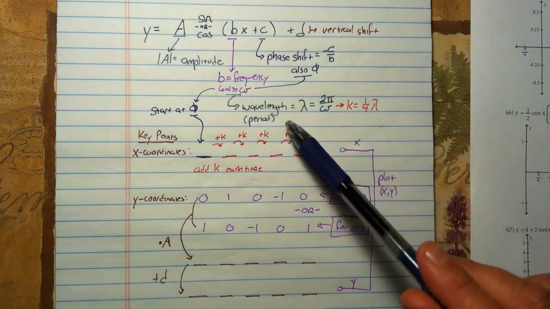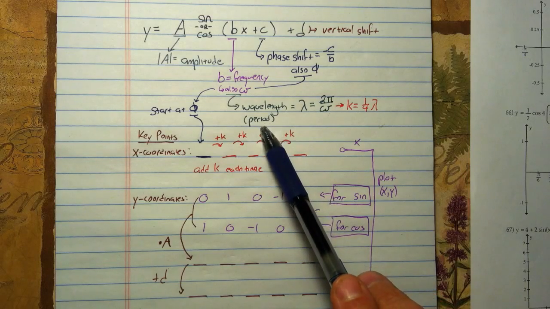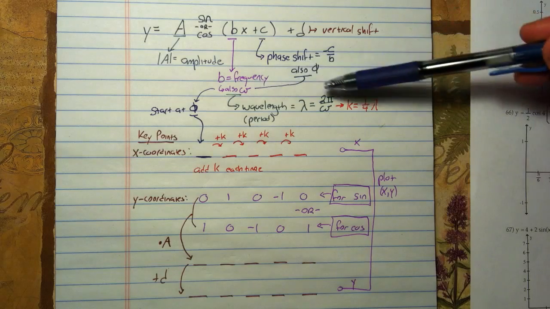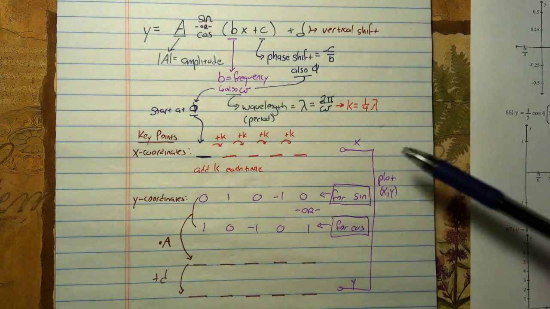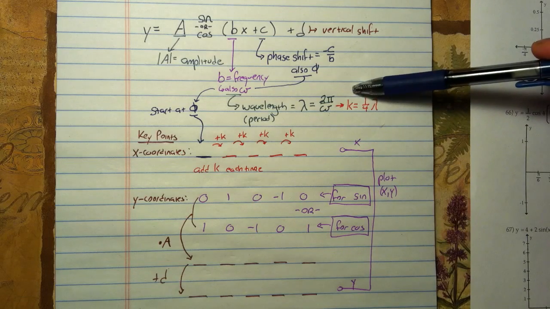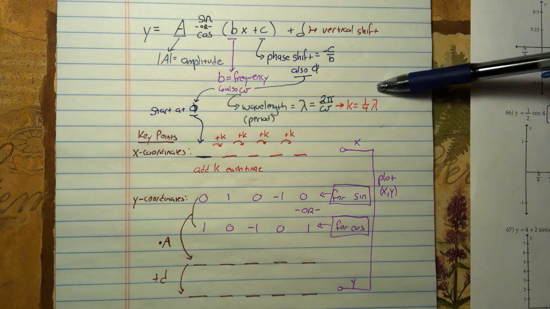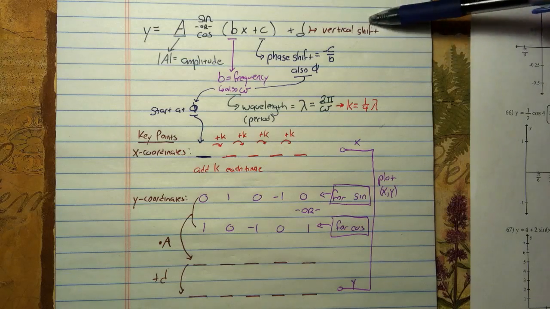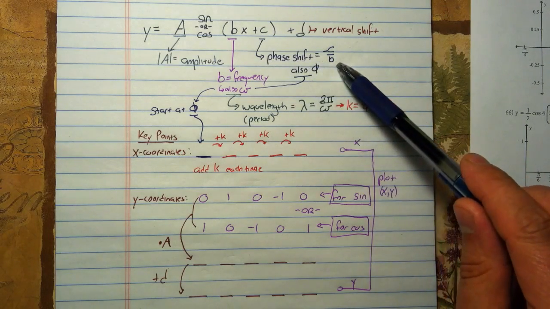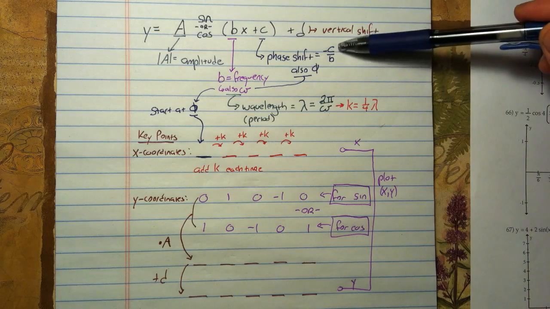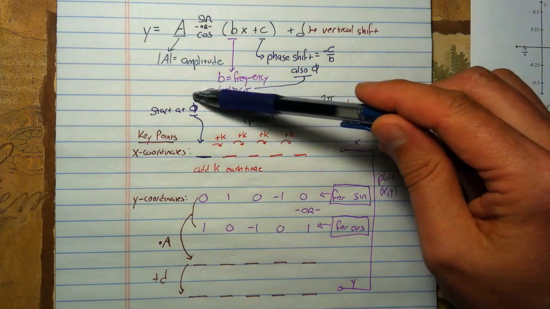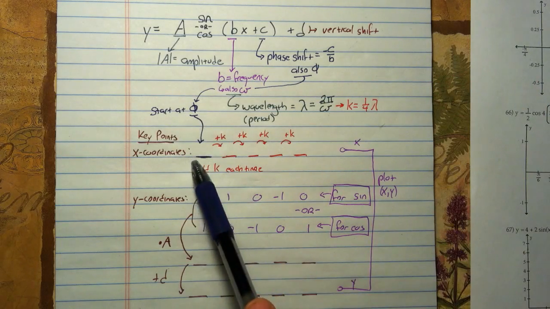We use the omega to get the wavelength, which is also called the period, and that wavelength or period is called lambda. It's related to the frequency by 2 pi over omega. And then we can also use that 2 pi over omega, that's lambda, to get the k that we use for our key points. K is equal to 1/4 lambda. And the d up here is a vertical shift. With the c, we use the c to find the phase shift by using -c over b. That'll give us our phase shift, which we sometimes call phi.